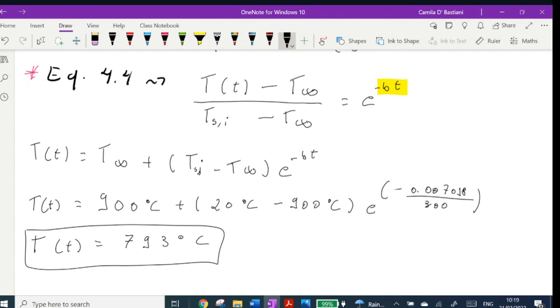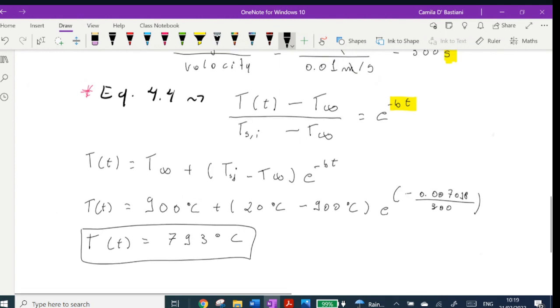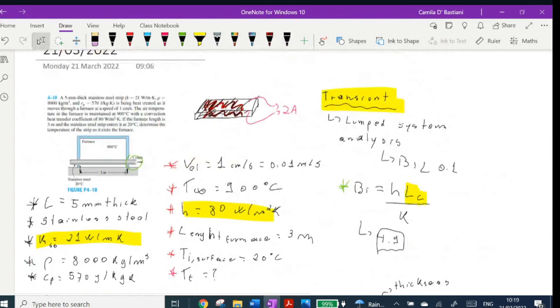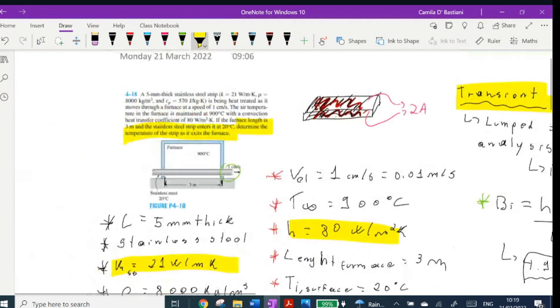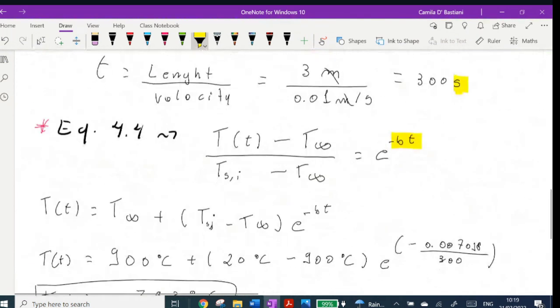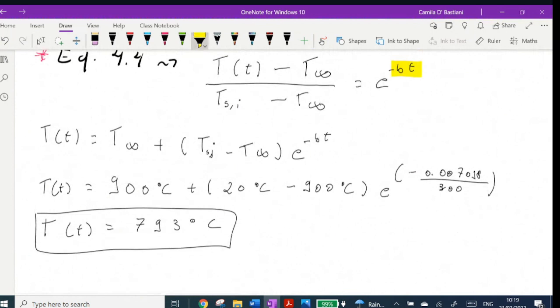Okay. So that's what we were asked in the beginning of the problem, determine the temperature of the strip at the end. Sorry, yes, multiplies, sorry. Sorry about that. There's a multiplication, not a division. I'm sorry about that. Minus 0.007018 multiplied by 300.